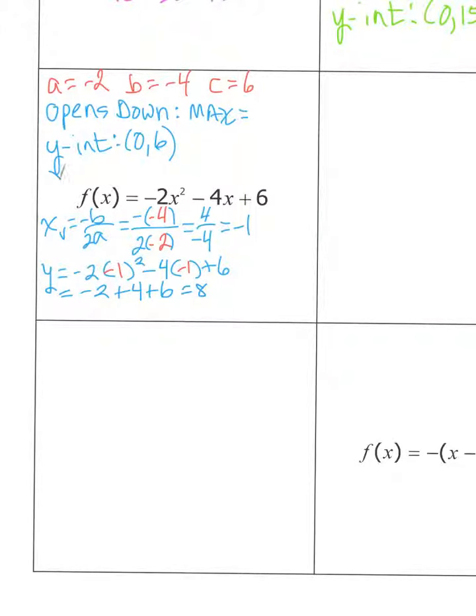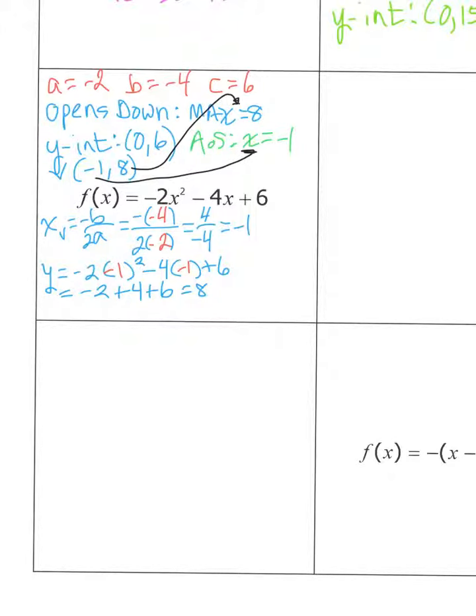So our vertex is (-1, 8). And so that also tells me that our maximum value is going to be 8. Why? Because the y value of the vertex is our maximum value. And then I also know my equation for my axis of symmetry. So axis of symmetry is x equals -1. So this gave me this, and this gave me this.